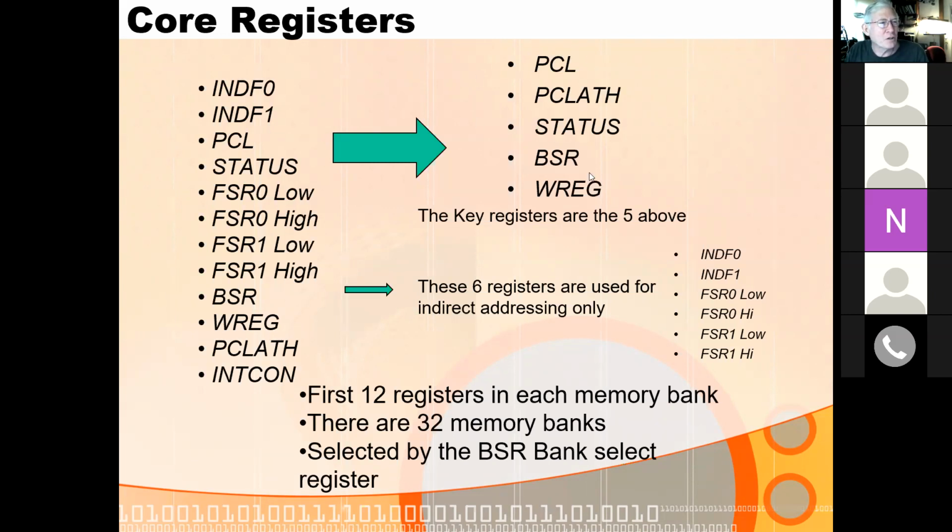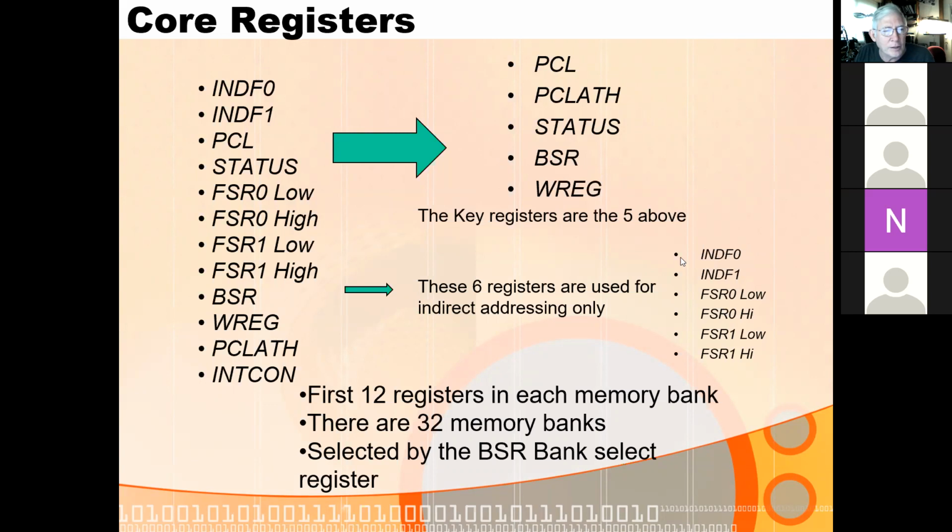All right. So the registers that you need to know. Here are basically all the registers that are called the core registers, and these are present in every bank. Again, there are 32 banks, and these are present in every bank. But the only ones that I want you to actually know are the program counter low, the program counter latch high, the status register, the bank select register, and the working register. That's it. Those 5 registers you need to know.